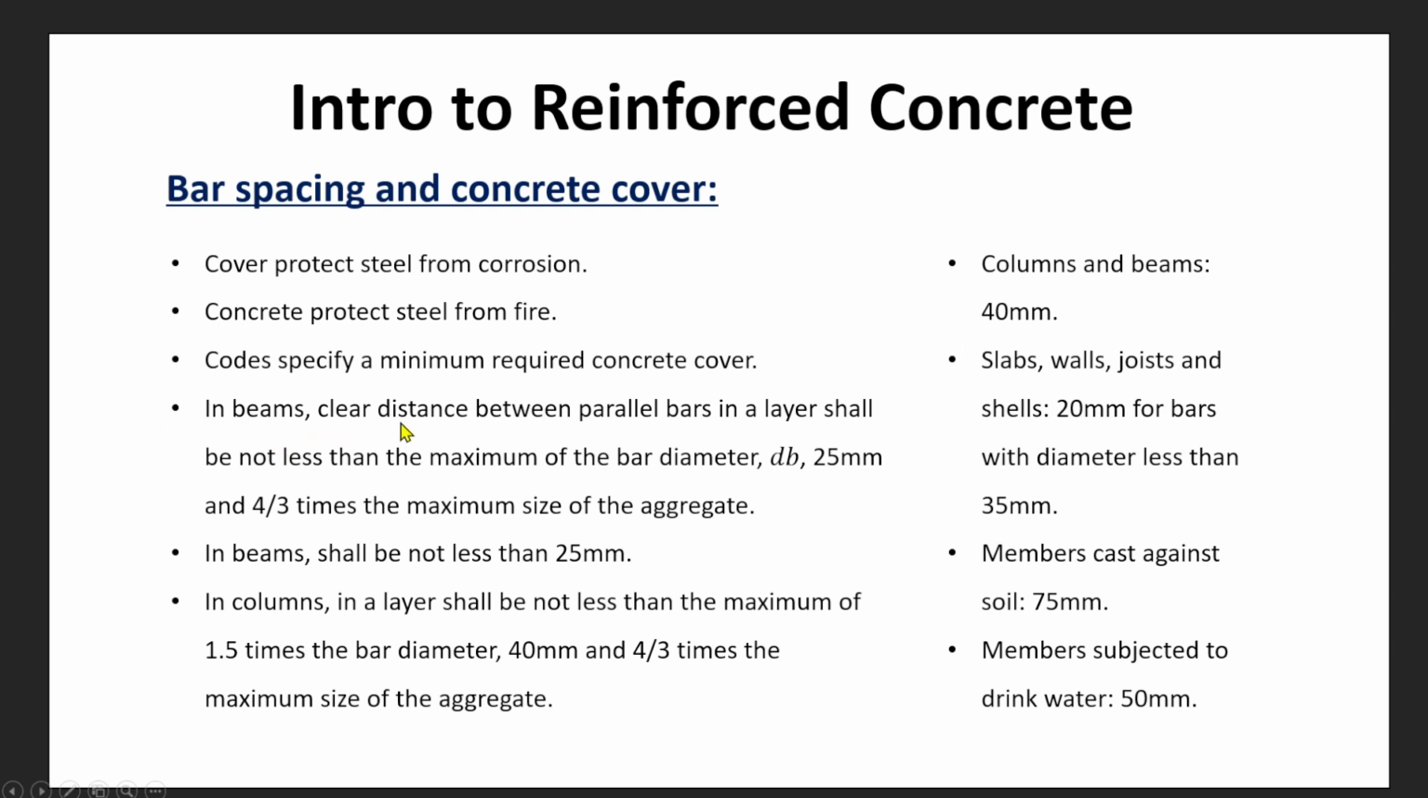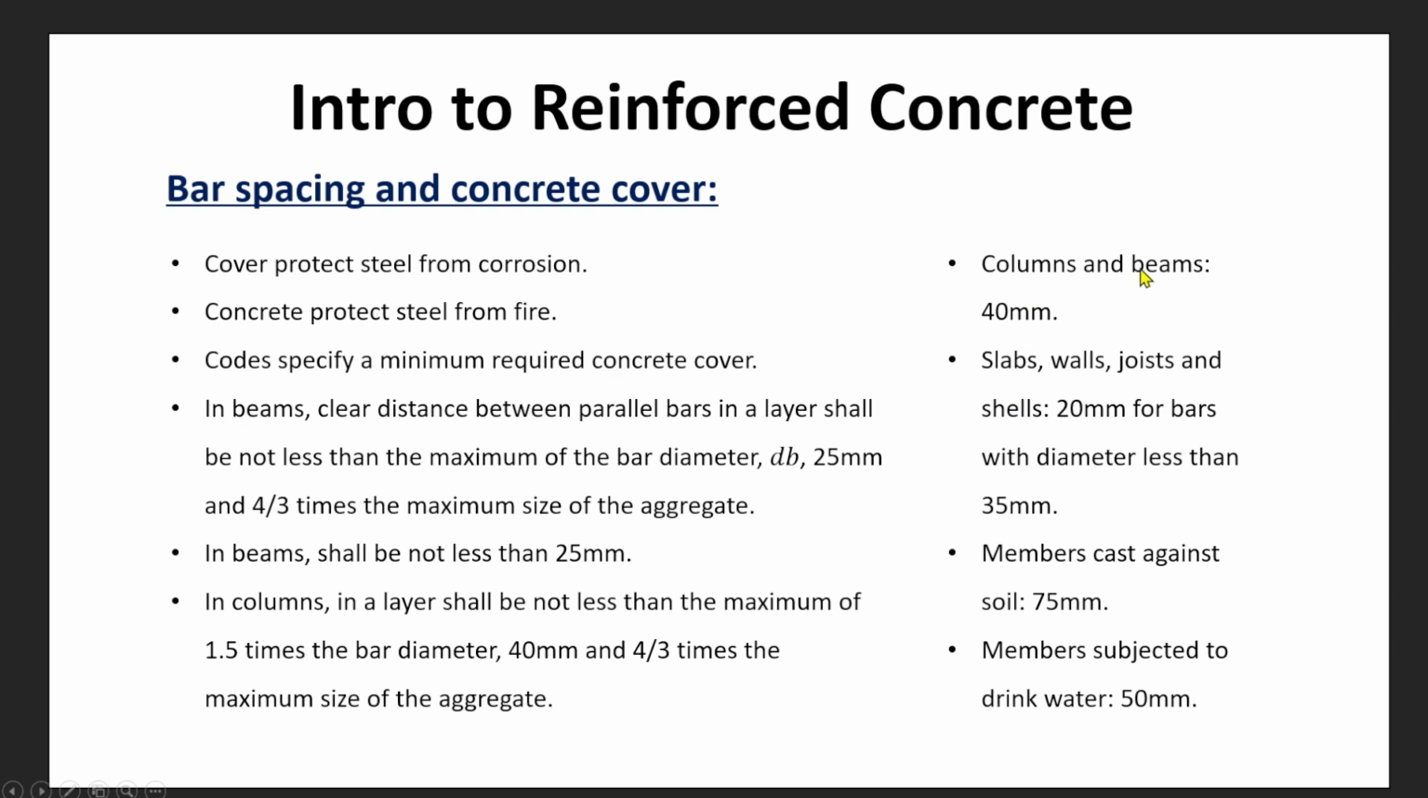In beams, a clear distance between parallel bars in a layer shall be not less than the maximum of the bar diameter db, 25 millimeters, and 4/3 times the maximum size of aggregate. In columns, the distance between bars in a layer shall not be less than the maximum of 1.5 times the bar diameter, 40 millimeters, and 4/3 times the maximum size of aggregate.